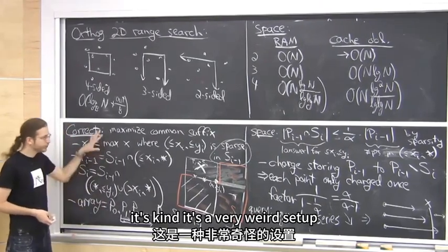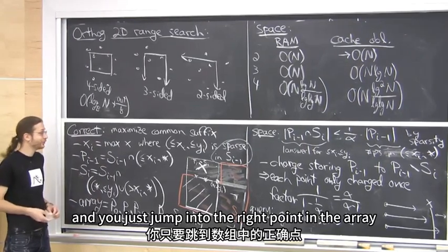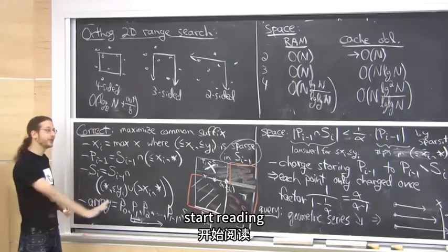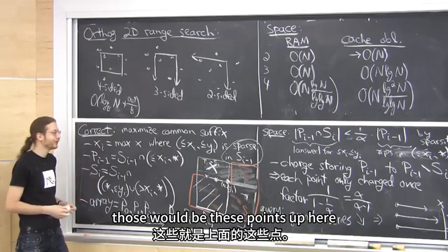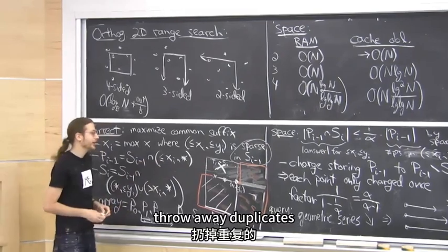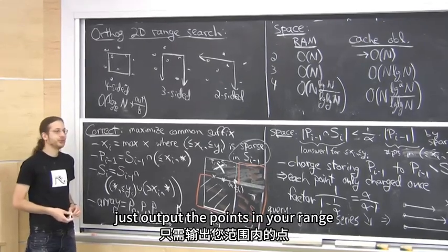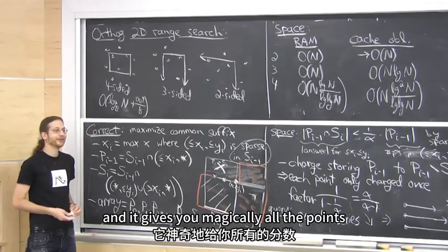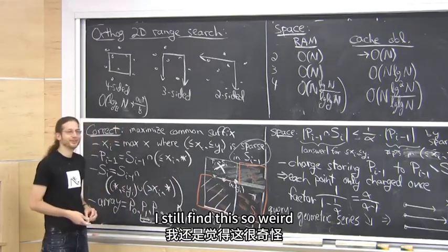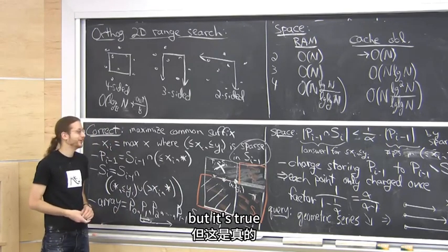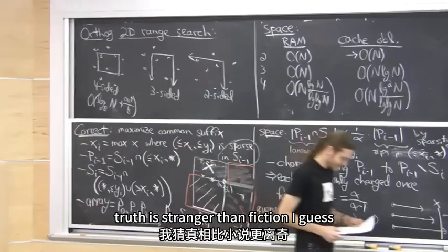It's a very weird setup, but linear size, and you just jump into the right point in the array, start reading, throw away the points that aren't in your range, because they just happen to be there. Those would be these points up here. Throw away duplicates. Just output the points in your range. And it gives you magically all the points in here by a linear scan. I still find this so weird. But it's true. Truth is stranger than fiction, I guess.